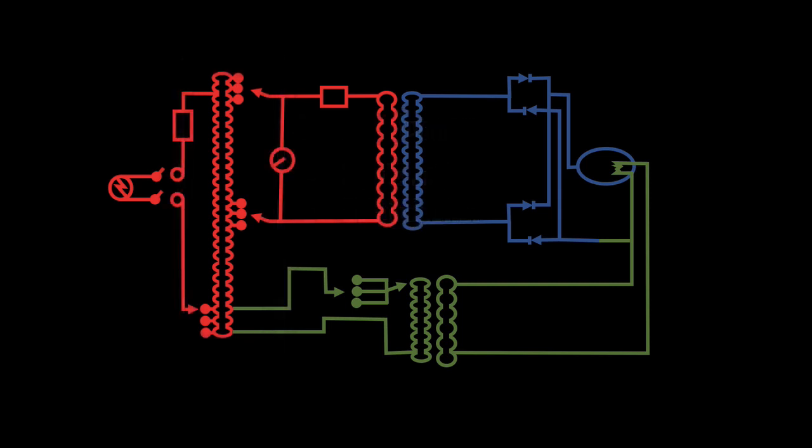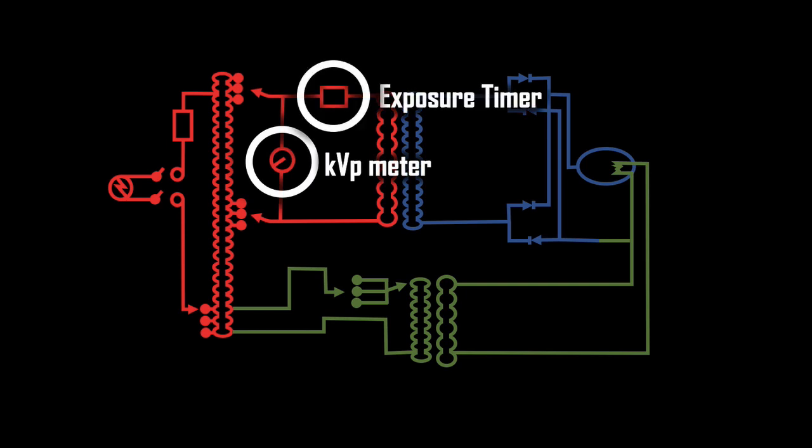There are 2 components that follow the auto transformer: the kVp meter and the exposure timer. The electricity on the primary side of the circuit is still in volts and not kilovolts, but there's a reason that we place the kVp meter here. It's pretty simple. Volts are easier to measure, and the reading can be easily converted to kilovolts.